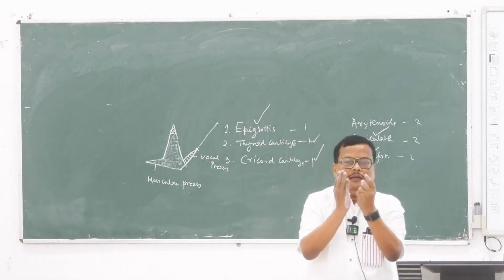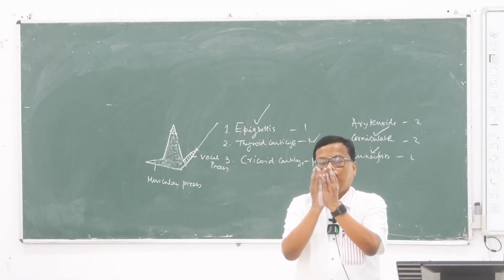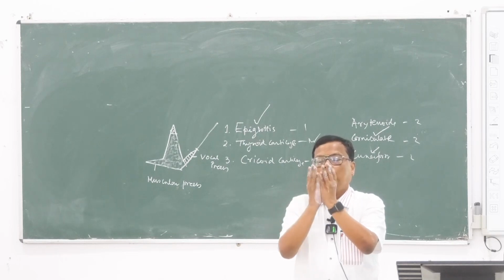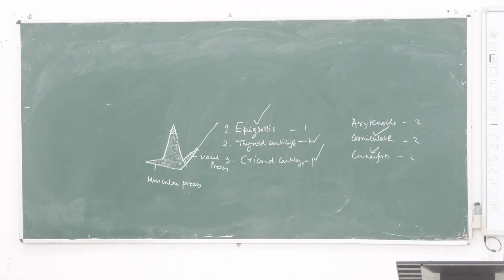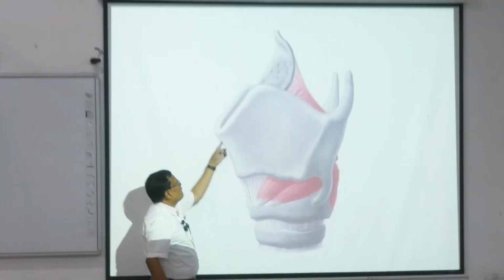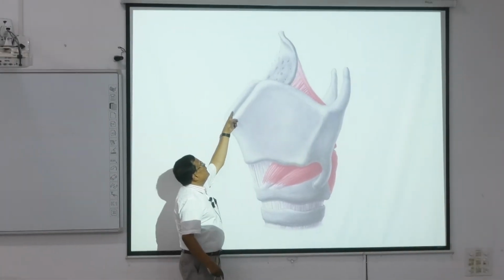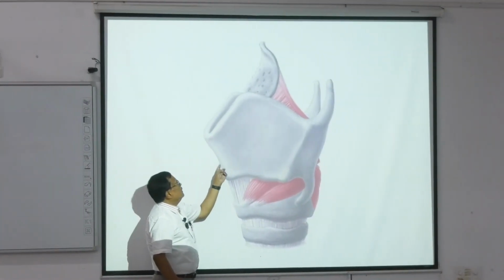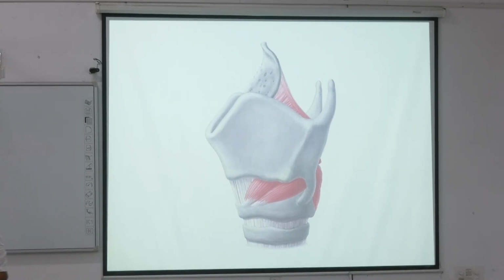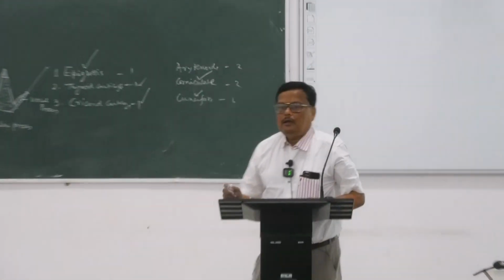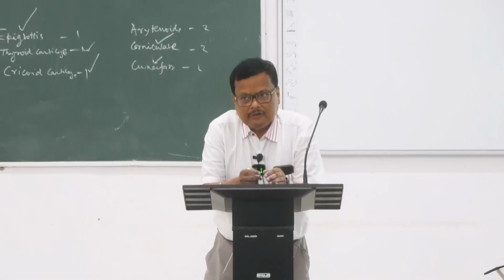In adult male, this angle where the two laminae join is called the thyroid angle. So this is the thyroid angle. Here the right lamina and left lamina make an angle. It is 90 degrees in case of adult male, and in female it is 120 degrees.